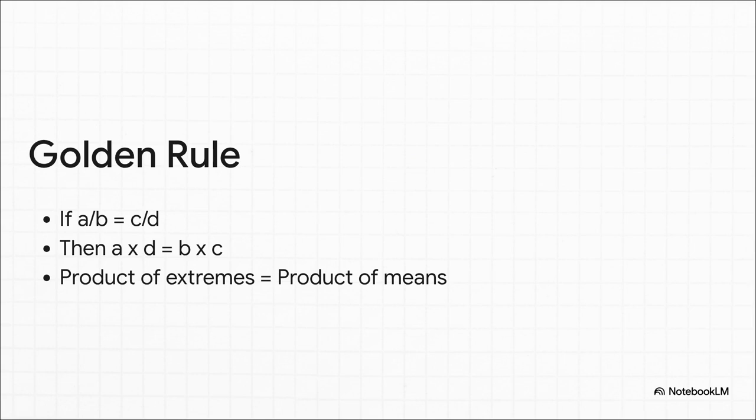Which brings us to the golden rule of proportion. If A over B equals C over D, then A times D will always equal B times C. The product of the extremes equals the product of the means. Seriously, if you remember absolutely nothing else from this explainer today, etch this rule into your memory. It is literally the master key to finding any missing value.